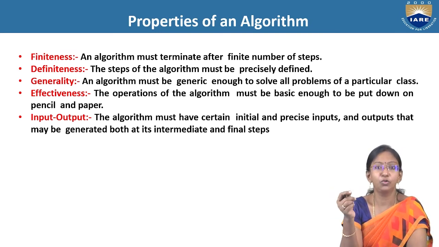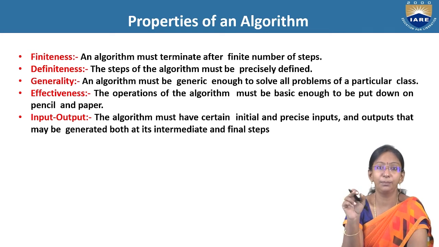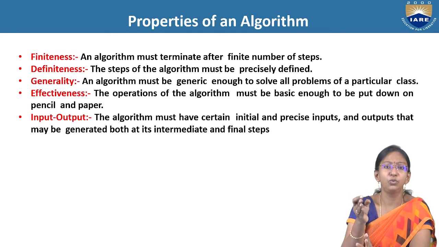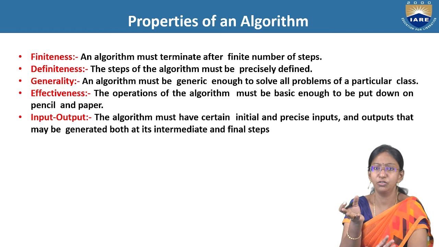So your algorithm should not be in such a way that it will help you out in adding only 2 integers, but not 2 float values or not 2 real numbers. If I go more precisely, it should be generic in nature. If the algorithm is written, it should be in such a way that when you convert that into a program using any programming language, you can use that algorithm to add 2 integers, 2 floats, or a combination of an integer and a float. It must work, right? So generality is the key feature of any algorithm.